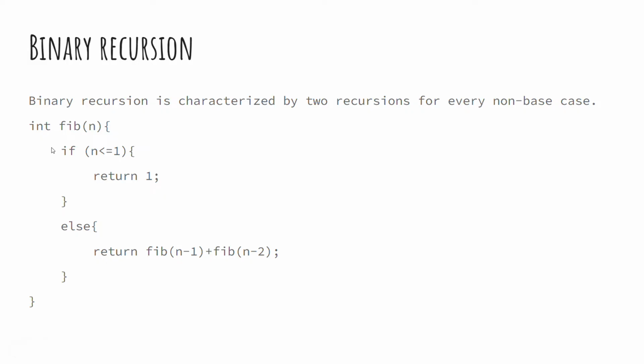This is a recursive function which finds the nth Fibonacci number. What this function does is that if n is less than or equal to 1, then it will just return 1. Else it will return the n minus 1th Fibonacci number plus the n minus 2th Fibonacci number. As you can see, there are two recursion calls here for every non-base case. So this is the base case and this is the recursive case, and we are calling recursion 2 times in the recursive case. So that's how this is binary recursion.